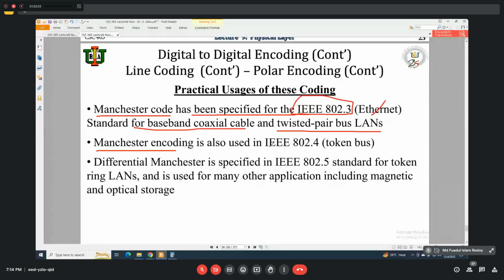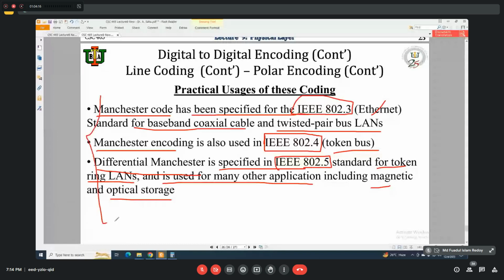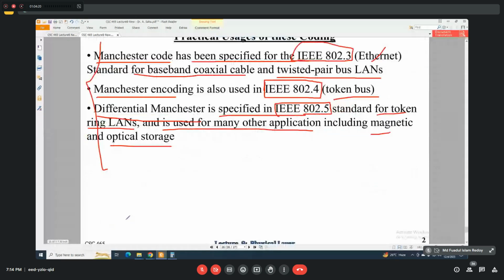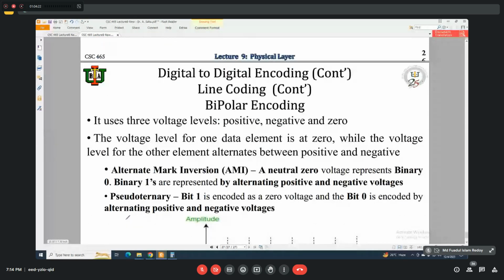Manchester encoding is also used in IEEE 802.4 standards, that is the token bus. And the differential Manchester is specified in IEEE 802.5 standard, that is for token ring local area networks, and used for many other applications like magnetic tapes and optical storage. So these are the uses of the Manchester and differential Manchester coding schemes.